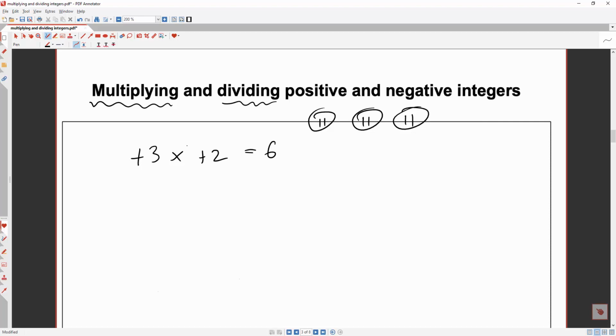So what we're going to find, and this is what we've been used to in maths, is a positive number when multiplied by a positive number gives us a positive answer. We just don't need to write the positive 6 as an answer.